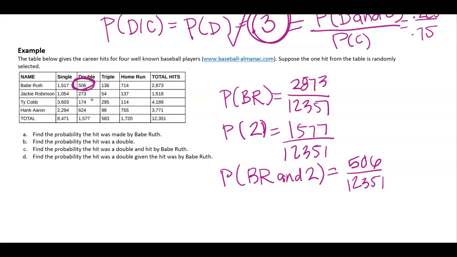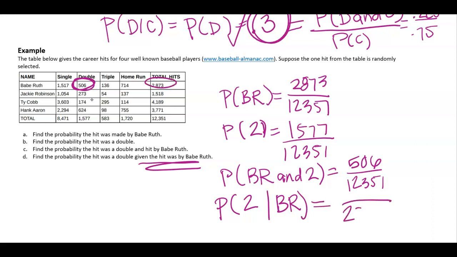That's different than if I were to say, hey, if I know I'm only looking at Babe Ruth's hits, so the probability of a double given it was Babe Ruth, well, now my totals are only out of the Babe Ruth totals. And so I'm going to look at his doubles out of his total because I was told in the problem that I'm only looking at Babe Ruth.